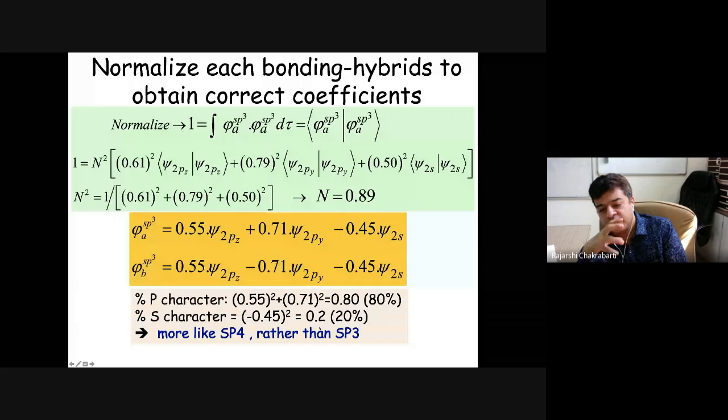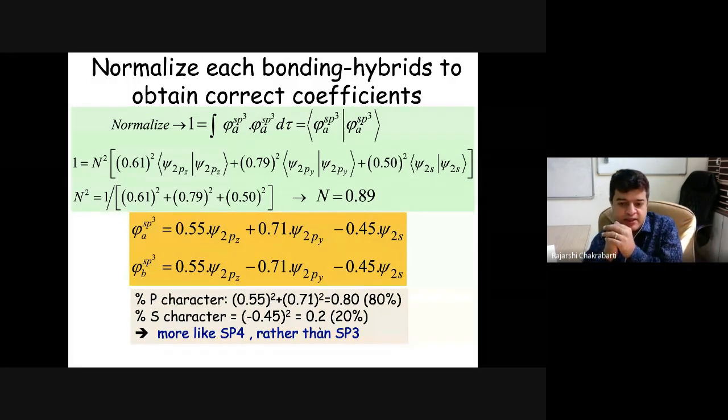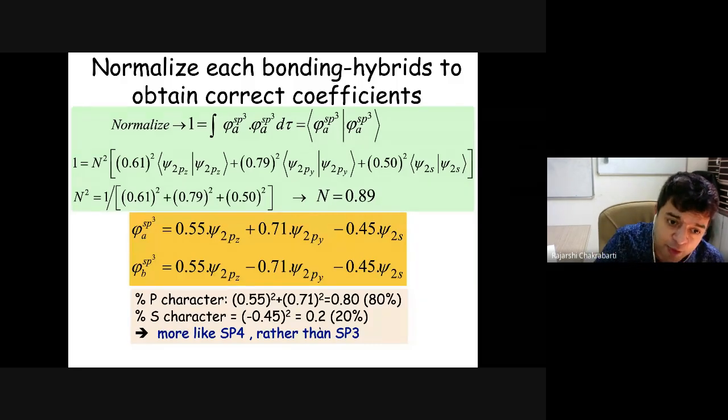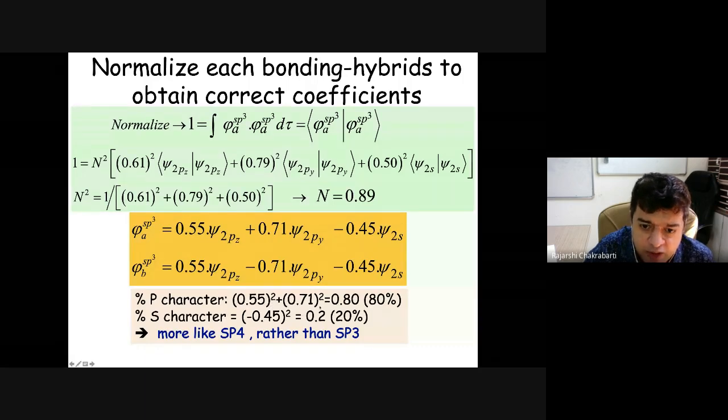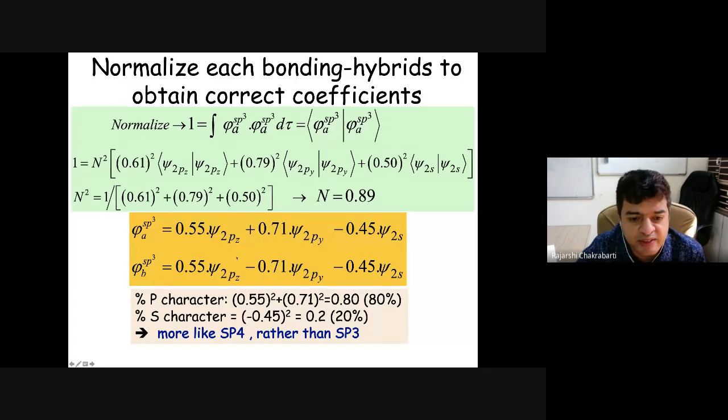But in usual sp3, how is it done? This is more like sp4, isn't it? The way it is done, there is more p character than in sp3. Pure sp3 has 75% p character, while this one has 80% p character. How do you find it? The coefficient of pz squared plus the coefficient of py squared gives you 0.8. And s is the other way, 0.45 squared.